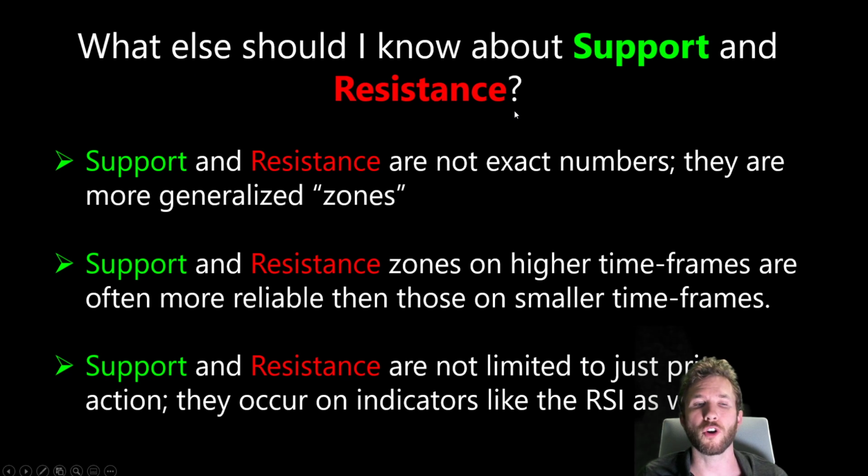So what else should you know about support and resistance? Support and resistance are not exact numbers. They are more generalized zones, which I already talked about. Support and resistance zones on higher time frames are more reliable than those on smaller time frames. Support and resistance are not limited to just price action. They also occur on OBV, on RSI, on MACD, on all our oscillators. You can also use support and resistance levels on them, and especially on RSI, I use it a lot, and I'll show you maybe the weekly where we can show those zones.